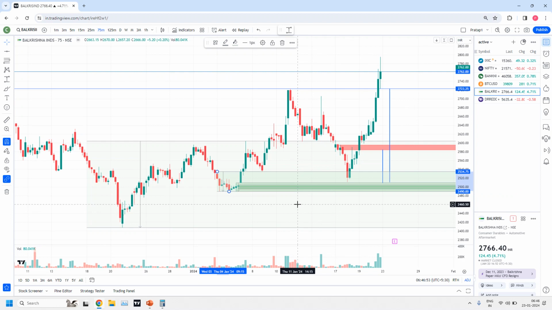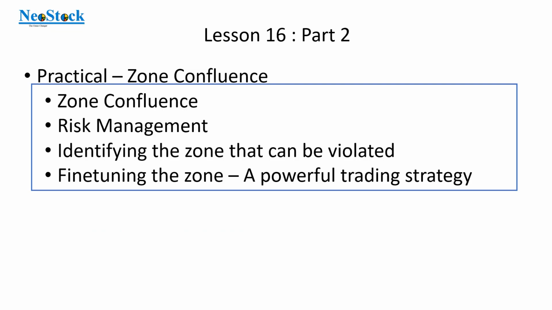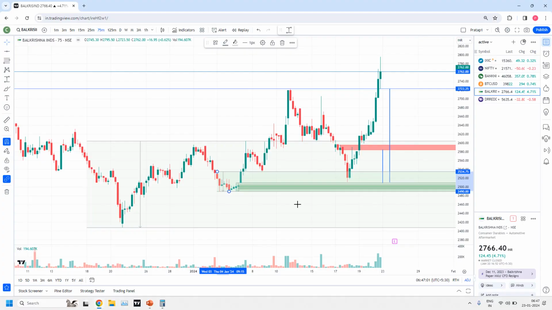That is one advantage for us. And moreover, this is a zone confluence as per the fine tuning the zone concept. That is, our LTF is in ITF, ITF is in HTF. That means LTF overlapped with ITF, ITF overlapped with HTF. That is the second powerful concept. And the third and most important powerful concept is that the 75-minute zone is a high liquidity zone. When all these factors are in our favor, then where is the question of failure?